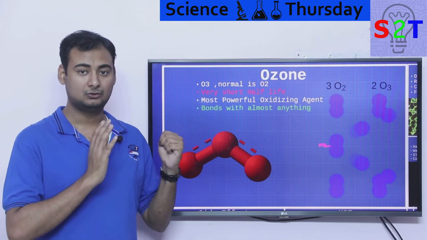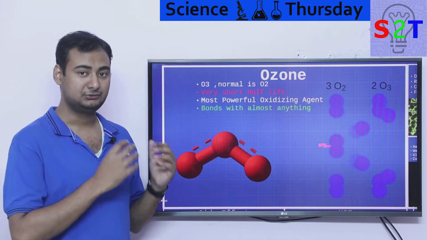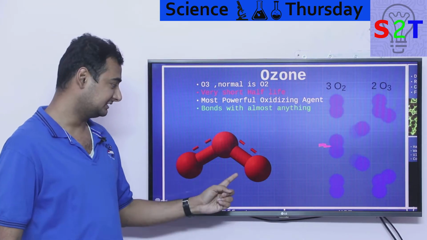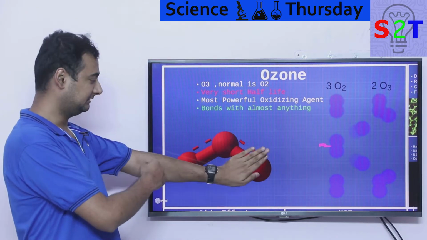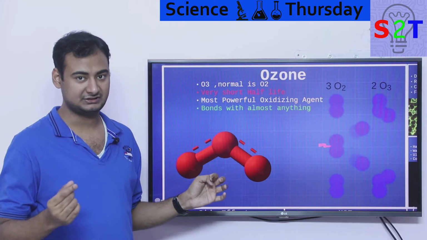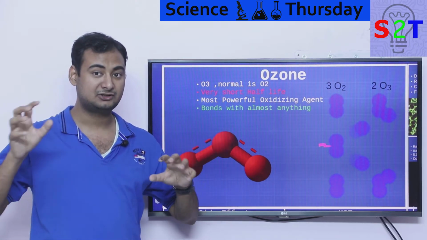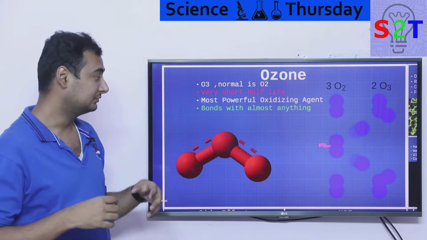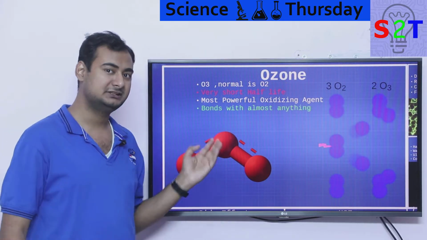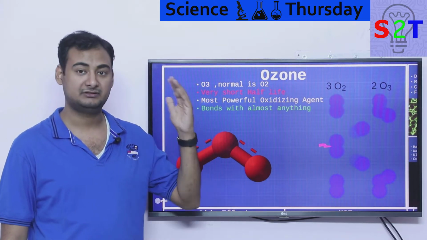So normally O2 is the normal state of oxygen, but in certain scenarios you can create O3. But if you have one extra free oxygen, O2 is the stable state, but if you break them apart, they both become unstable. They will try to bond with whatever is nearby. So if they bond with another O2, then they create O3. This is what happens in our upper atmosphere.